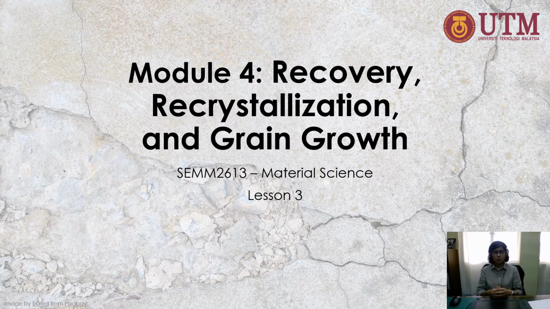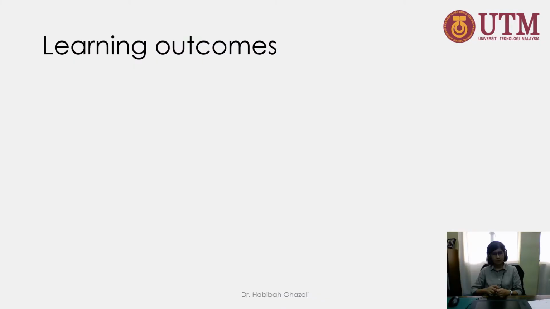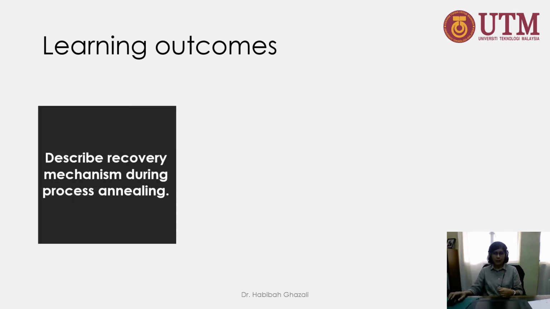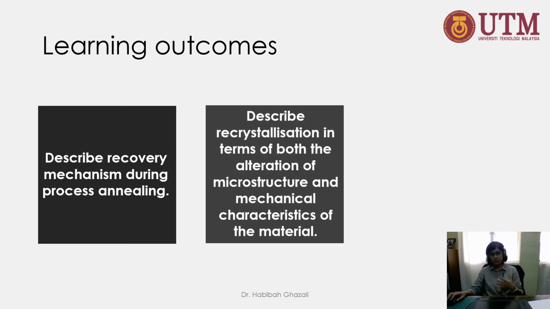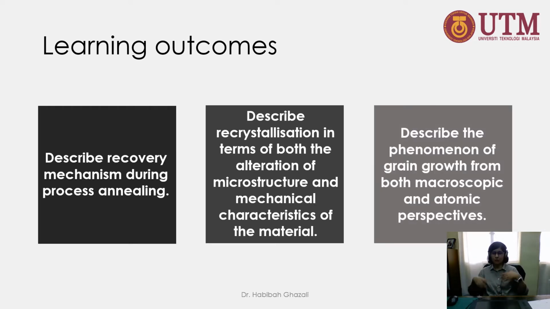So we will look into these 3 phases, which are recovery, recrystallization, and grain growth. What happens during this process? The learning outcome for this lesson is for you to be able to describe the recovery mechanism during process annealing, to describe what happens during recrystallization in terms of both alteration of the microstructure and the mechanical characteristics of the materials, and also to describe the phenomenon of grain growth from both the macroscopic and the atomic perspective.